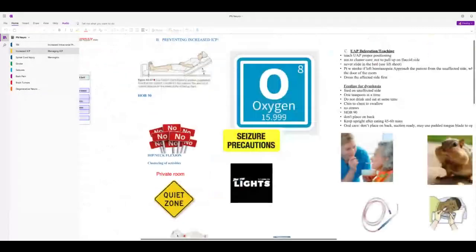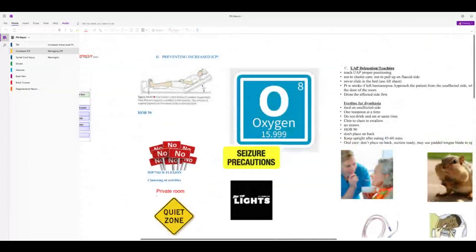And so to prevent increased intracranial pressure, the head of the bed has to be 30. Now, they have a pillow under this head, but that looks okay because see how the head and neck are in proper alignment so that the cerebral spinal fluid can flow down easily. So that's why we keep the head of bed 30. No hip or neck flexion, no clustering of activities, which breaks my spirit as a nurse because I love getting everything done in one shot, but you can't do that. You have to space out your activities because too much activity is going to increase their intracranial pressure.